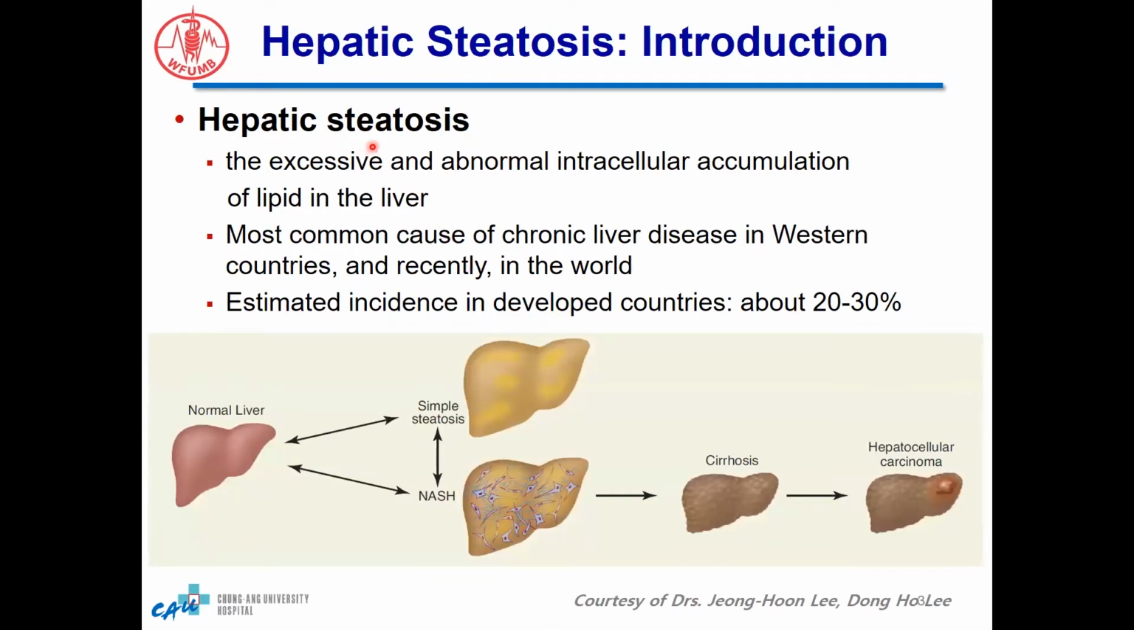Hepatic steatosis is the excessive and abnormal intracellular accumulation of lipid in the liver. It is the most common cause of chronic liver disease in Western countries and recently in the world. Its estimated incidence in developed countries is about 20 to 30%.